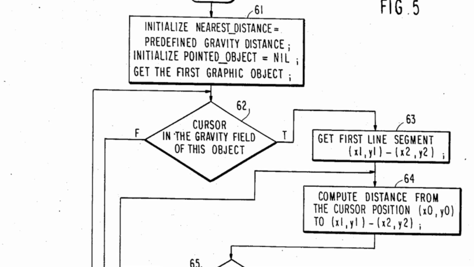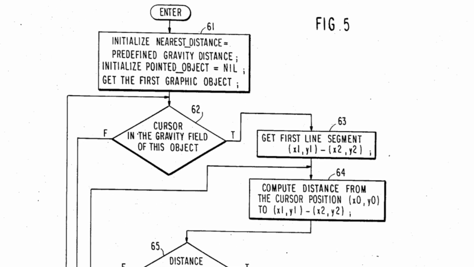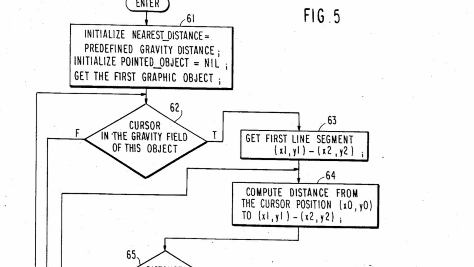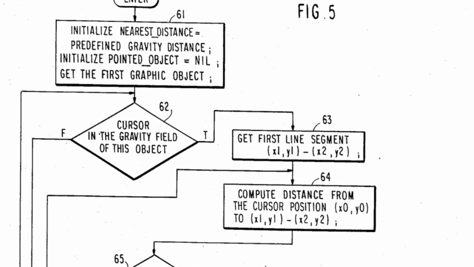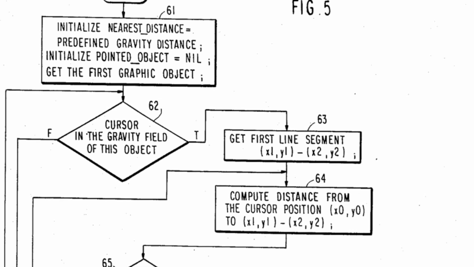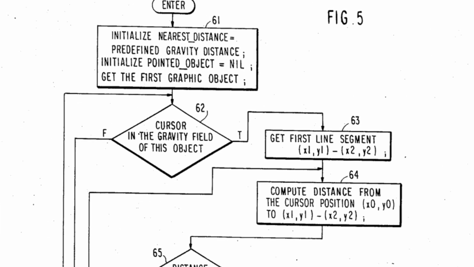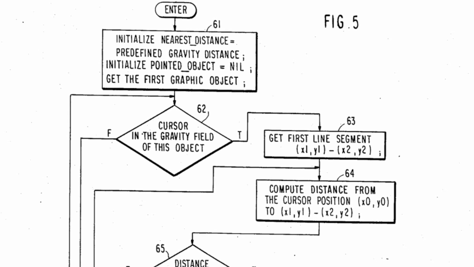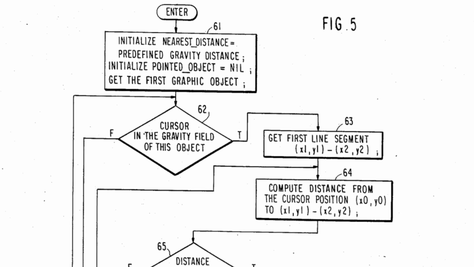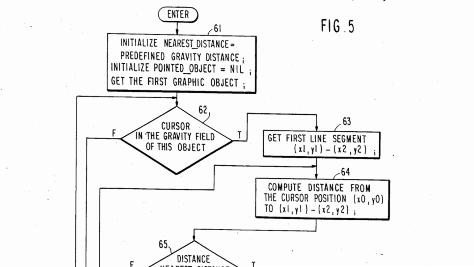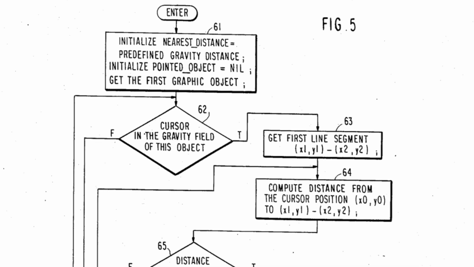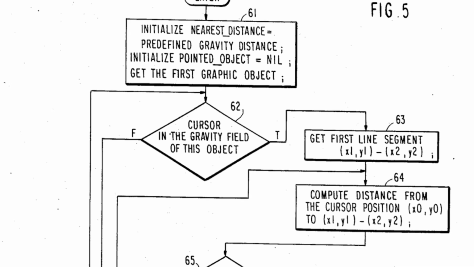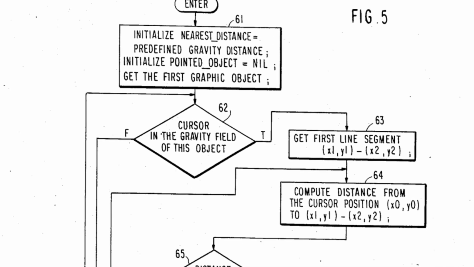If the test is true, then in block 63, the first line segment of this graphic object is retrieved. Next, in block 64, the distance between the current pointing cursor position and this line segment is computed. A test is made in decision block 65 to determine if the computed distance is less than the nearest distance. If the test is true, then in block 66, the pointed object is set equal to the current graphic object. In addition, the nearest distance is set equal to the current distance, and the nearest x, y is set equal to the current pointing cursor position, or x, y.